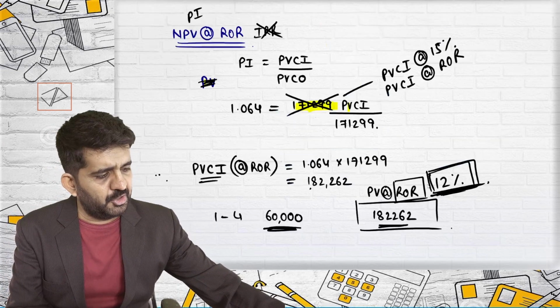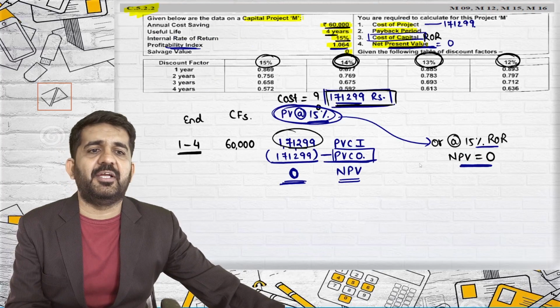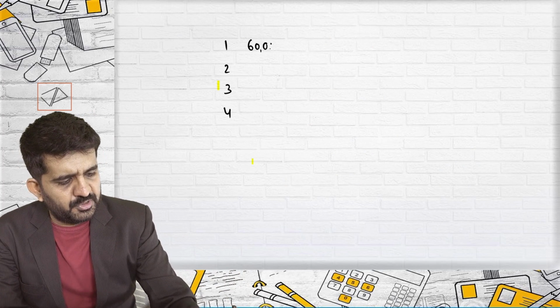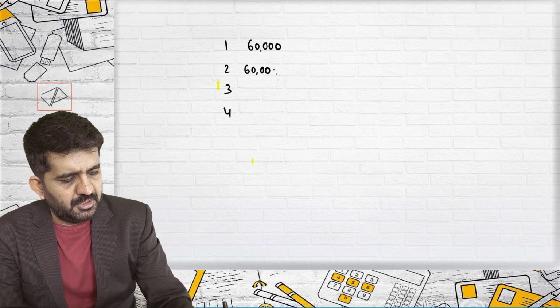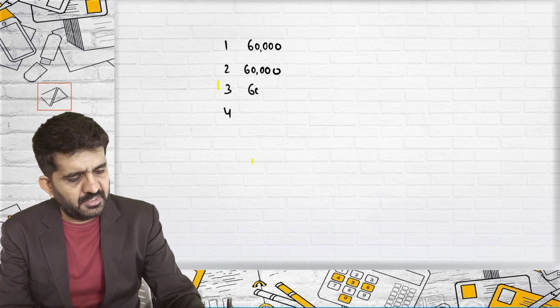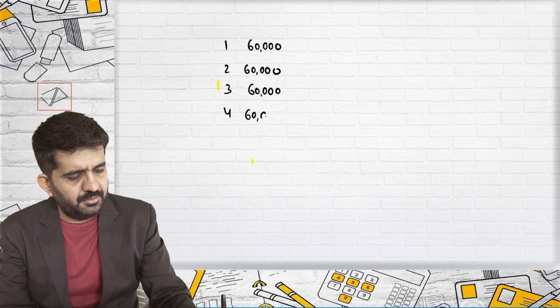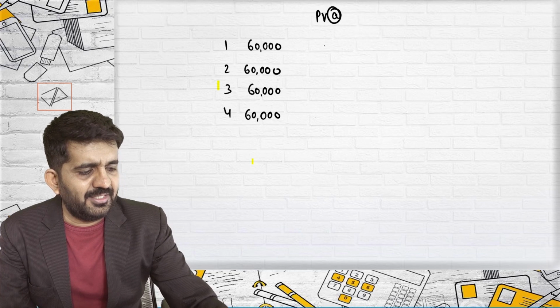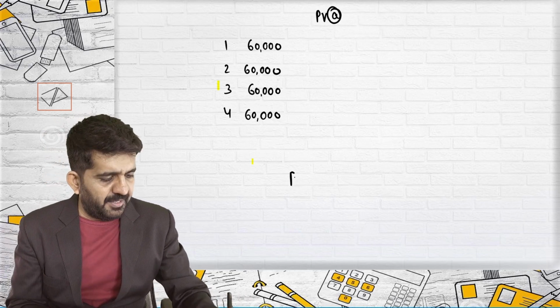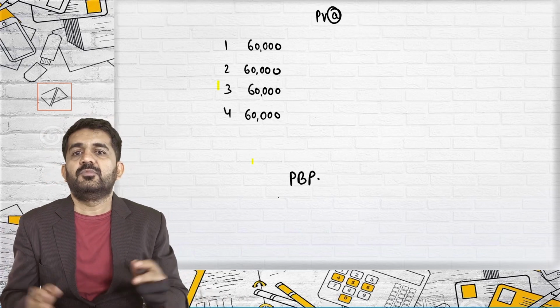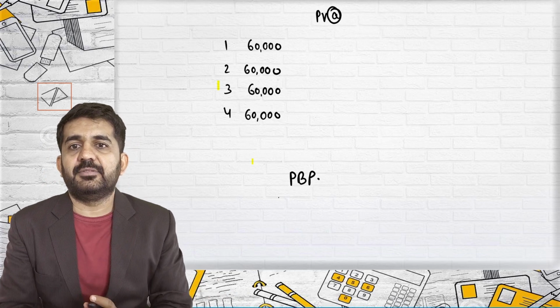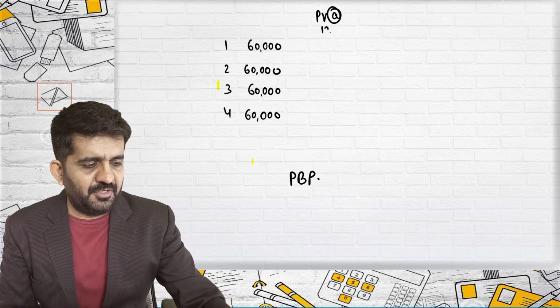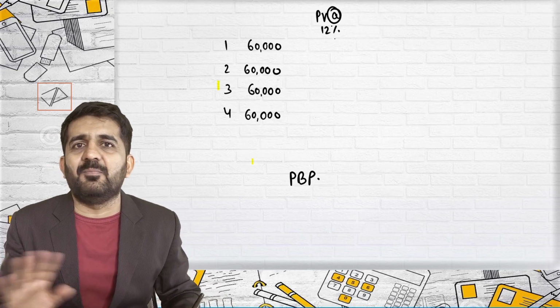Also, in this question, you need to find out the payback period. Thus, I am leaving it up to you. All right. You need to draw 1, 2, 3, 4. Your cash flows are 60,000, 60,000, 60,000, 60,000. I will have to find out present value at the rate of what? I want to find out the payback period. 15% or 12%? 12%.